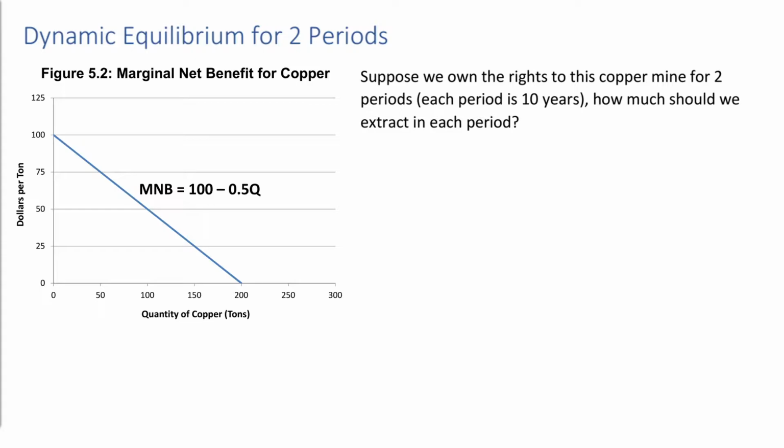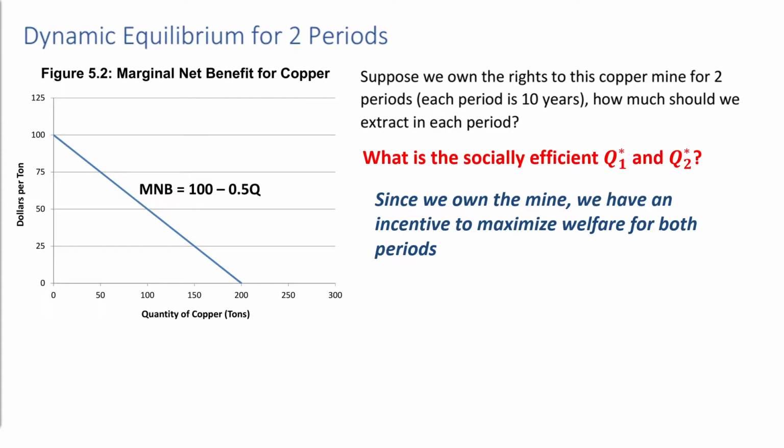Because we own it for both periods, it will benefit us if we can also benefit from the future as well, right? So the question is, what is the socially efficient Q1 and Q2? How much should we extract in each period? Since we own the mine, we have an incentive to maximize welfare for both, not maximize for each period, but just together, what is the total welfare for both?